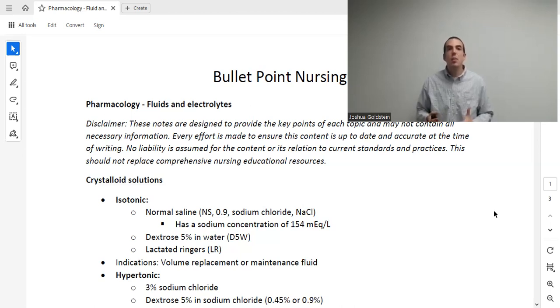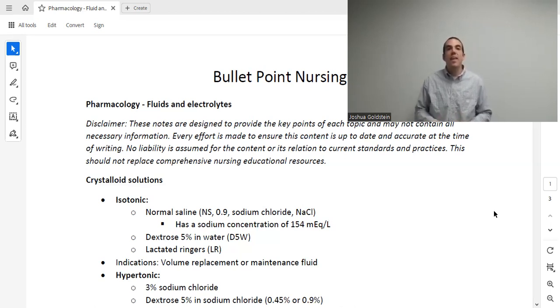So today we're going to be talking about fluids and electrolytes. And let's begin with a few key concepts. First of all, in fluids, we have two primary groups of fluids that we administer to patients, crystalloids and colloids. There's another term that we're going to discuss shortly that's called isotonic. Isotonic and crystalloid are often used interchangeably, however, they're really not.